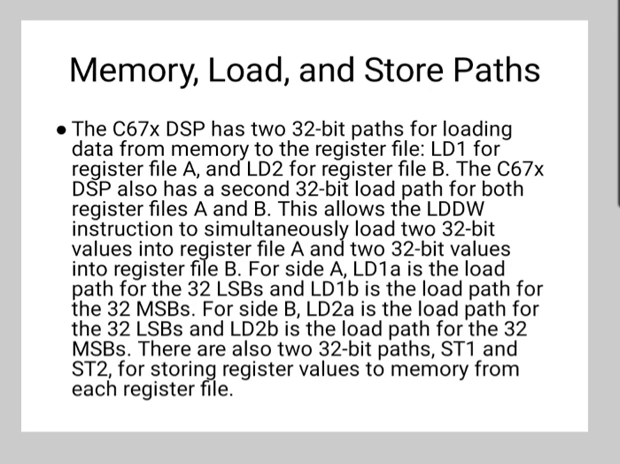This allows the LDDW instruction to simultaneously load two 32-bit values into register file A and two 32-bit values into register file B. For side A, LD1 is the load path for the 32 LSB and LD1B is the load path for the 32-bit MSB. For side B, LD2 is the load path for the 32 LSB and LD2B is the load path for the 32 MSB. There are also two 32-bit paths, ST1 and ST2, for storing register values to memory from each register file.